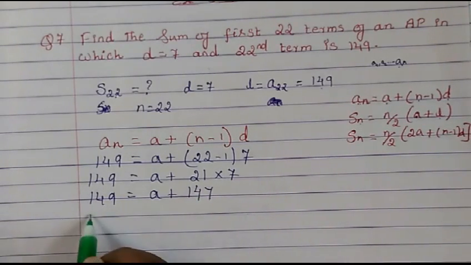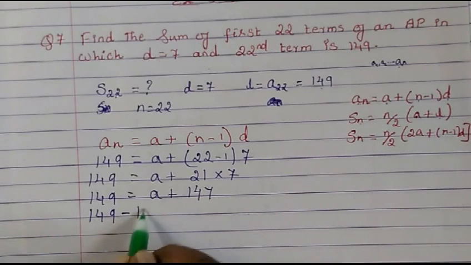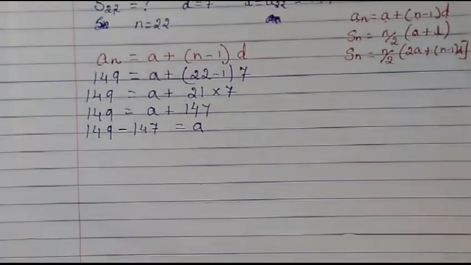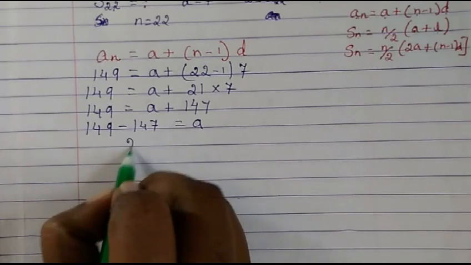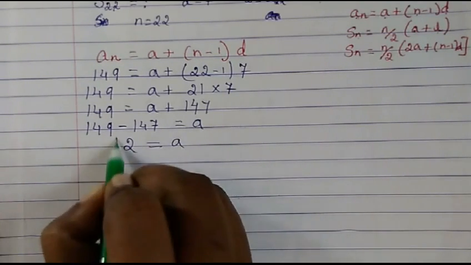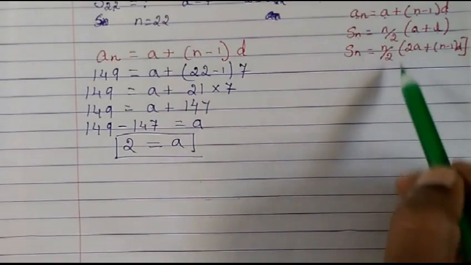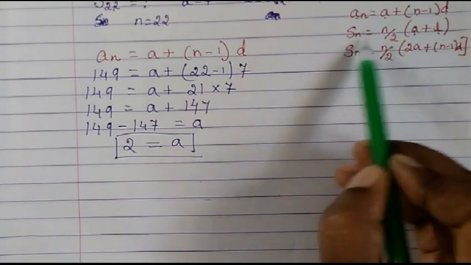Now this is in plus. Let's bring it to this side. So 149, this is in plus, when it comes here it will become minus 147. So now 149 minus 147 will give us 2. So that is the A value. We got the A value now. Any one formula you can use now, because we know the A value, we know the L value, we know the N value. So Sn you can find out.